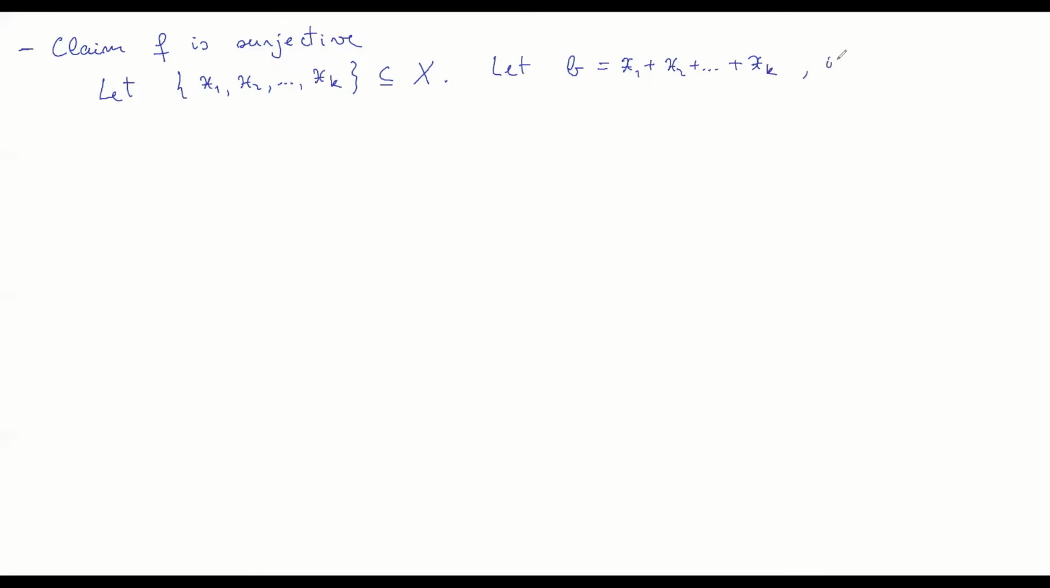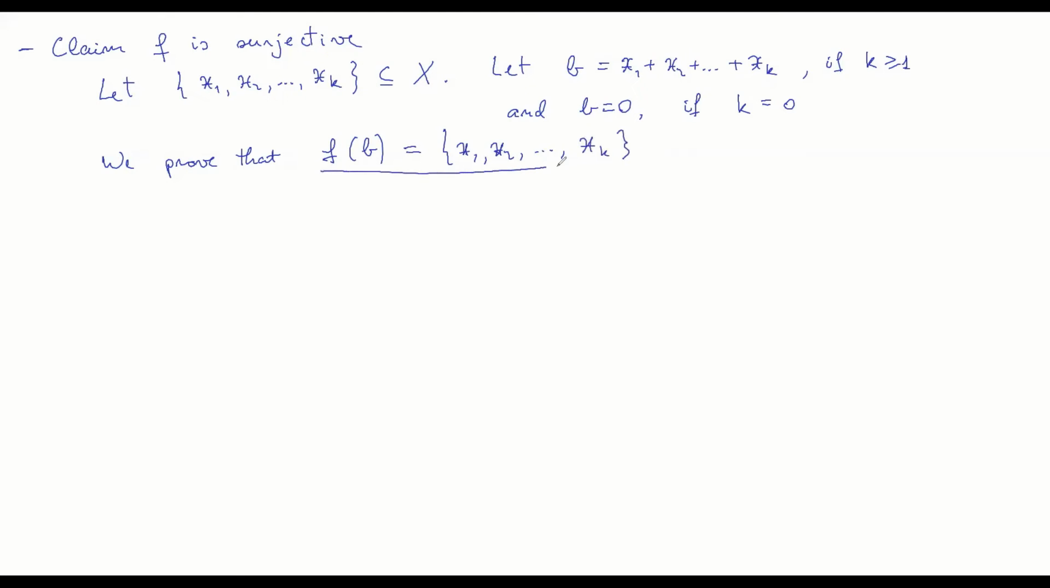And so that we are completely formal about this, this sum is going to be obviously defined if I have at least one element, but if I have no elements here, then I'm going to just say in my definition that B is equal to 0 if k is 0. And so we prove that really this element B is mapped by our function exactly into the set x1, x2, xk. So I want to show this, and that's going to completely establish our claim that f is surjective.